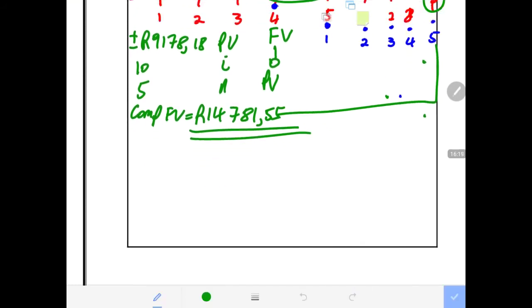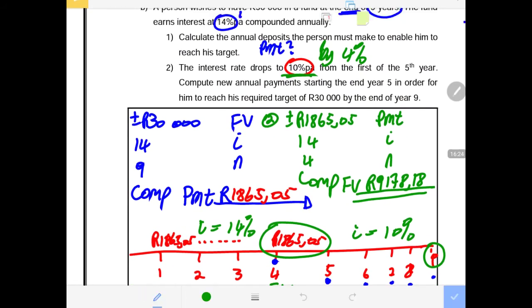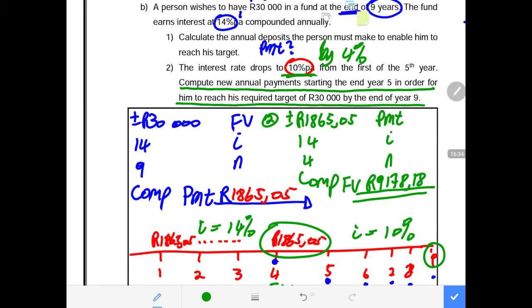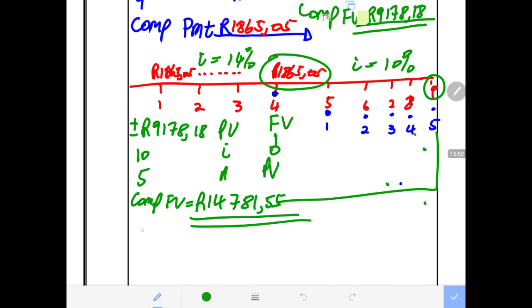So now, how much must he pay every year? Because the question was: compute the new annual payments starting at the end of year 5 in order for him to reach his required target of 30,000. That means he still wants to continue with the payments, but at the changed interest rate. So how much will the new payments change to, considering that there's a change in the interest rate? So we need to know first how much balance is remaining.